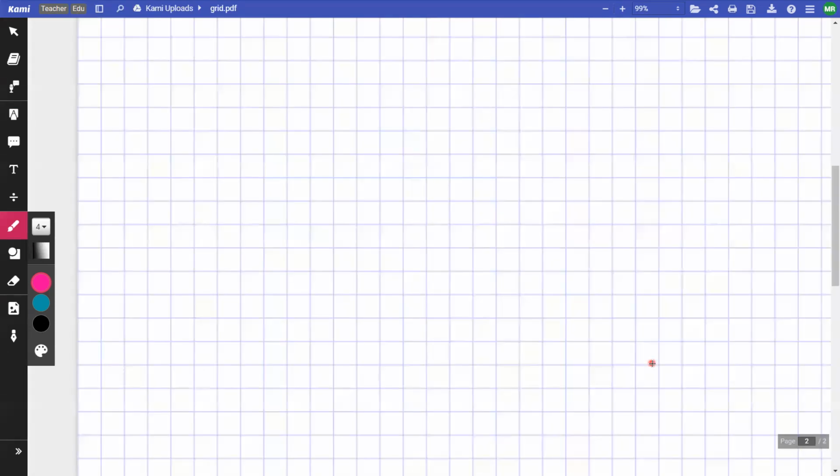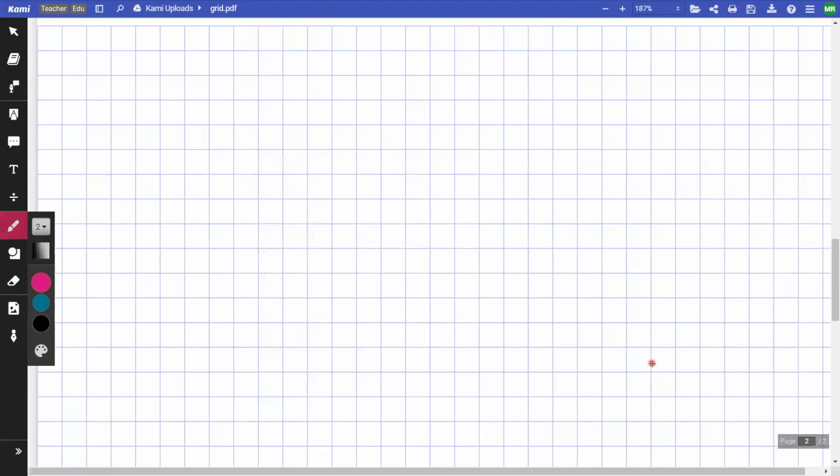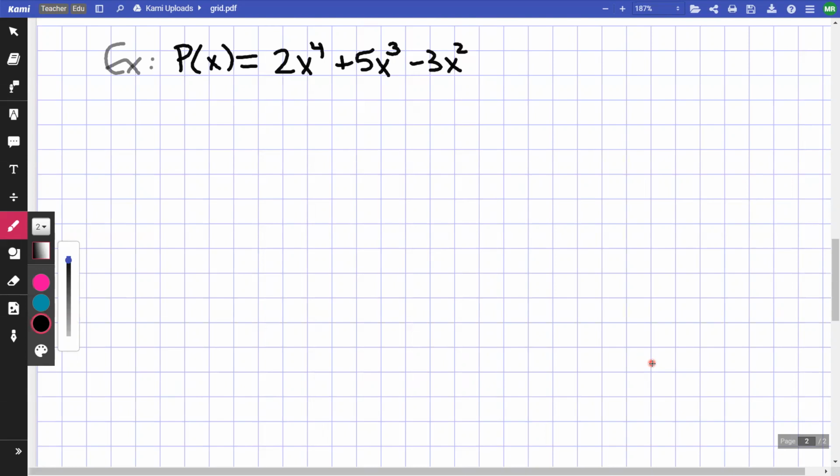So let's say for this one, we have P of X. So I'm doing this on a new page. P of X equals 2x to the 4th plus 5x to the 3rd minus 3x squared minus 9x plus 1.